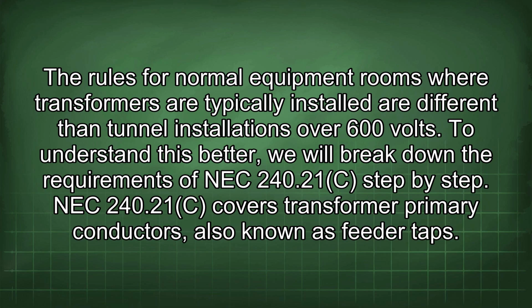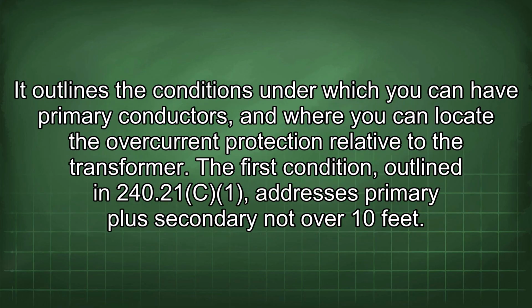600 volts. To understand this better, we will break down the requirements of NEC 240.21(C) step by step. NEC 240.21(C) covers transformer primary conductors, also known as feeder taps. It outlines the conditions under which you can have primary conductors and where you can locate the overcurrent protection relative to the transformer. The first condition, outlined in 240.21(C)(1), addresses primary plus secondary not over 10 feet.